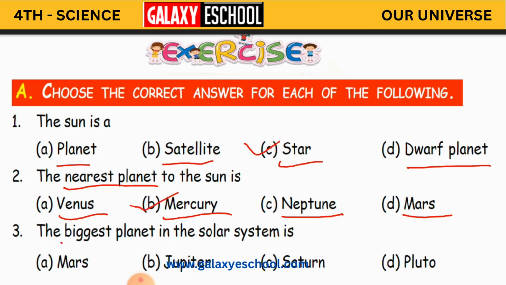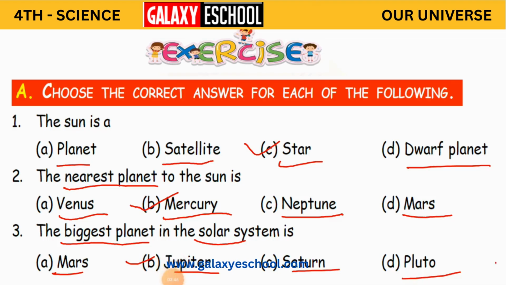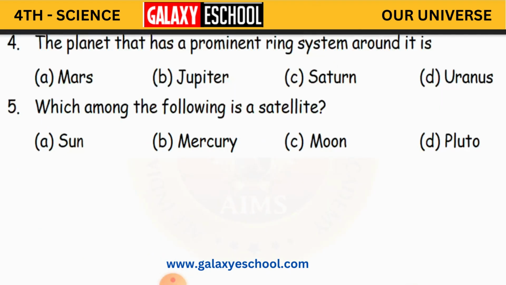And the third one is the biggest planet in the solar system is. The biggest, okay, the largest or the biggest. Is it Mars, Jupiter, Saturn or Pluto? And the answer is Jupiter, B. Okay children. Now the next question, fourth one, the planet that has a prominent ring system around it is. So the planet that has a prominent ring system around it is what? Either Mars, Jupiter, Saturn or Uranus. And the answer is C, Saturn.